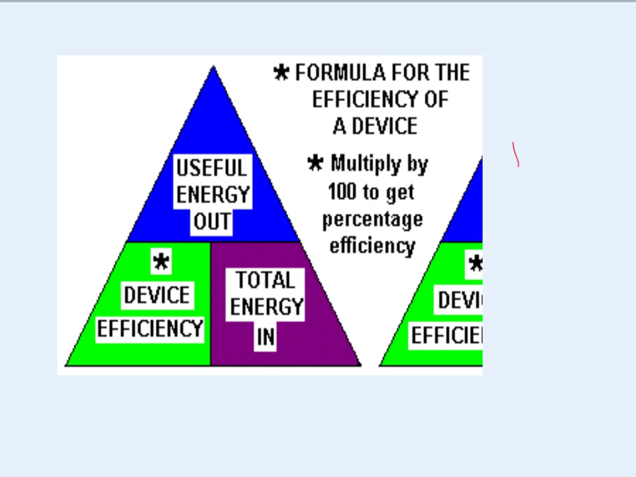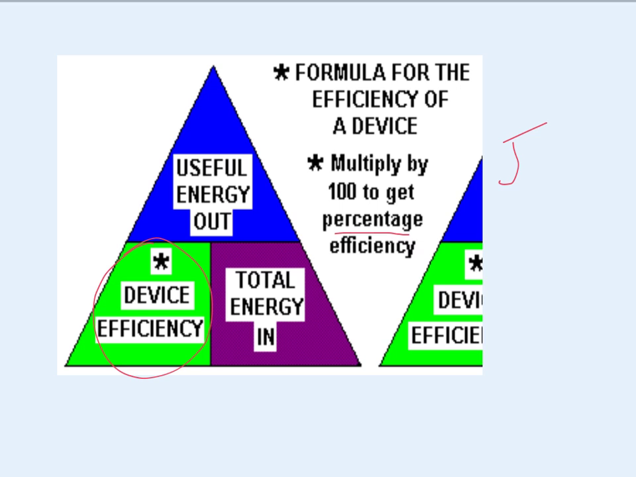Now, if they've given you it in joules, all you've got to do is the normal equation. So you do the useful energy out divided by the total energy in. If they give you it as a percentage, then you need to deal with that by dividing it by 100 if you're going to calculate either the useful energy out or the total energy in as the subject.